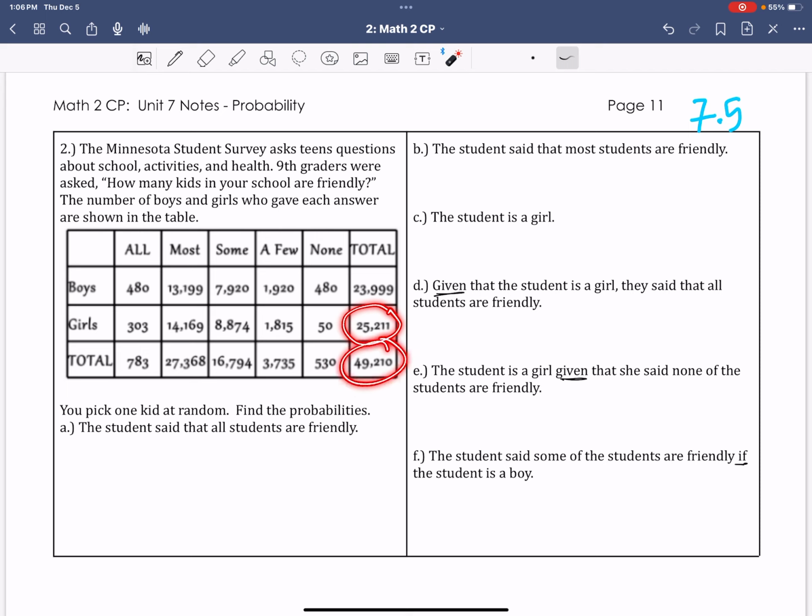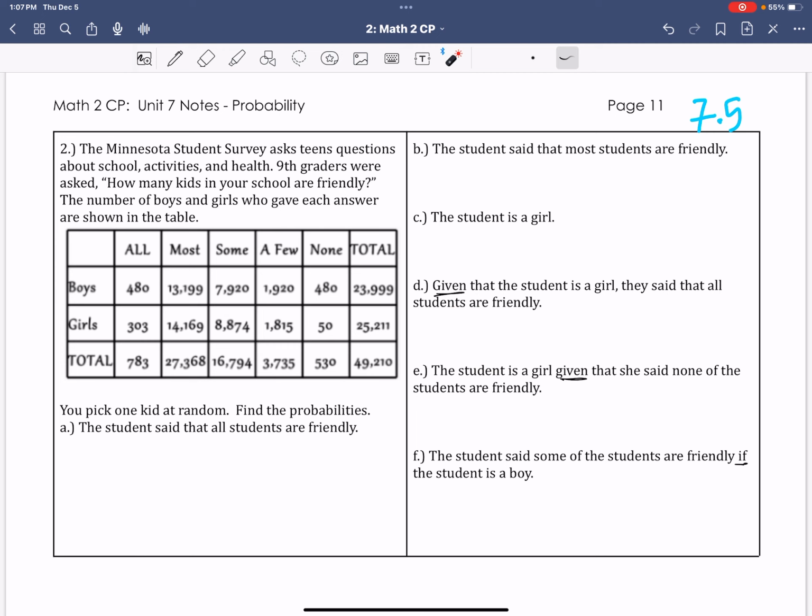All right, and then for this one, given that the student is a girl, you're going to look at your girl total. Given that the student is a girl, they said all the students are friendly. So we're going to use the student is a girl because we're using this column. And then we're going to look at all, which is here. So it's going to be 303 out of that, and that's your answer.